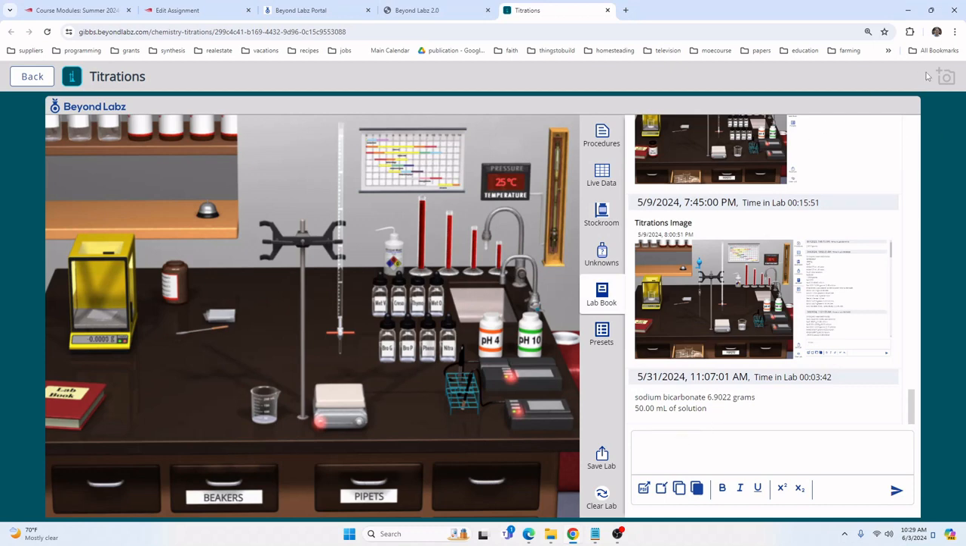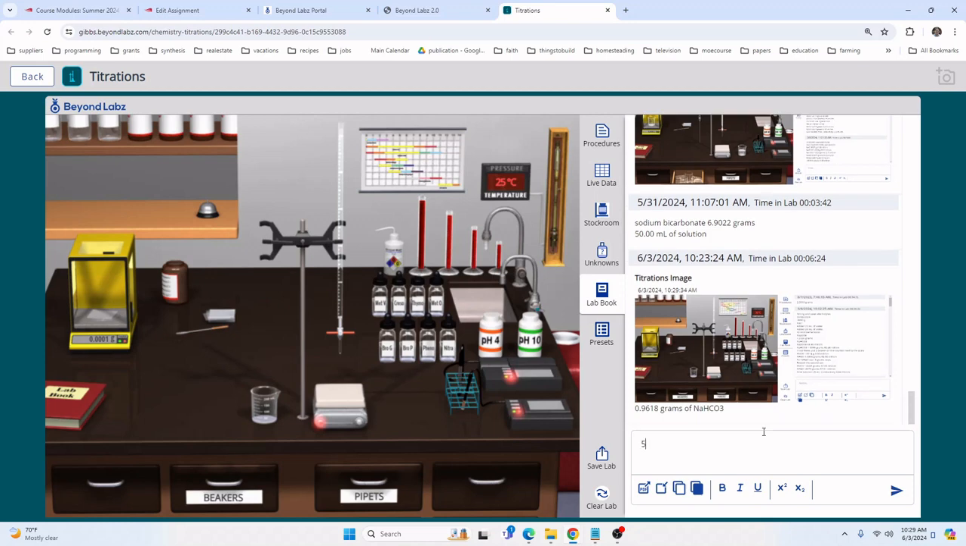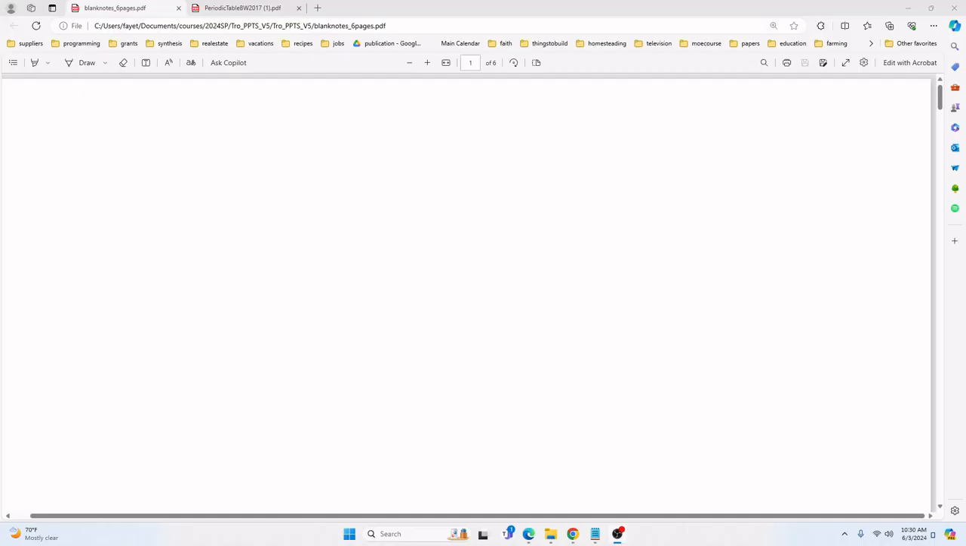So first of all, let's take a picture of the lab. Click on the Save Lab Image so we can get that into our lab notebook. And that should show up as today's date. Okay, it did. And next we'll put 0.9618 grams of NaHCO3 and 50.00 milliliters of solution. And that's the information that we need to perform our calculations. Next, we'll get started on our calculations.